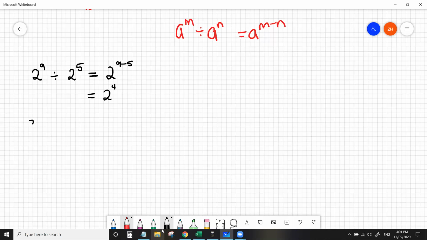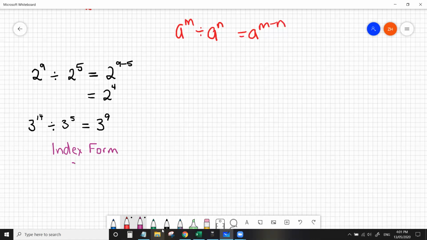For this next one, we've got 3 to the power of 14 divided by 3 to the power of 5. And you can really see here why it's much easier to use this shortcut than to expand it out and simplify it. So we're going to do 14 minus 5, and we'll get 3 to the power of 9. So each of these, I'm writing the answer in index form, or in other words, I'm simplifying the expression. We'll do a couple more where we're doing that.